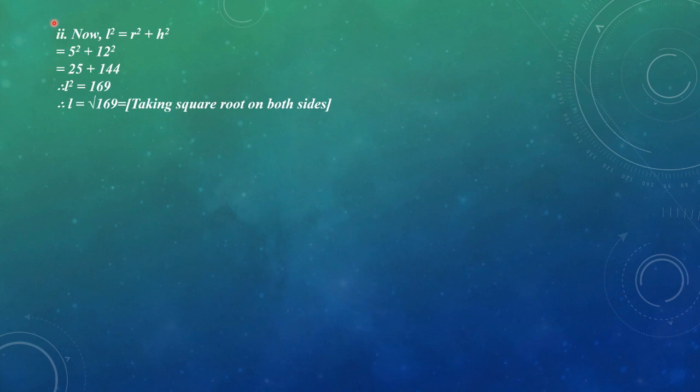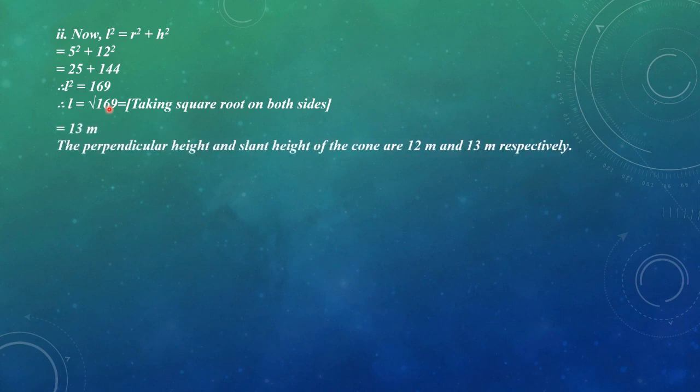Now we will be finding the slant height with the formula L square is equal to r square plus h square. Therefore, substituting the value 5 square plus 12 square, we get 25 plus 144. Therefore, L square is equal to 169. Finding the square root, L is equal to root of 169, and that is equal to 13 meter. Therefore, the perpendicular height and slant height of the cone are 12 meter and 13 meter respectively.